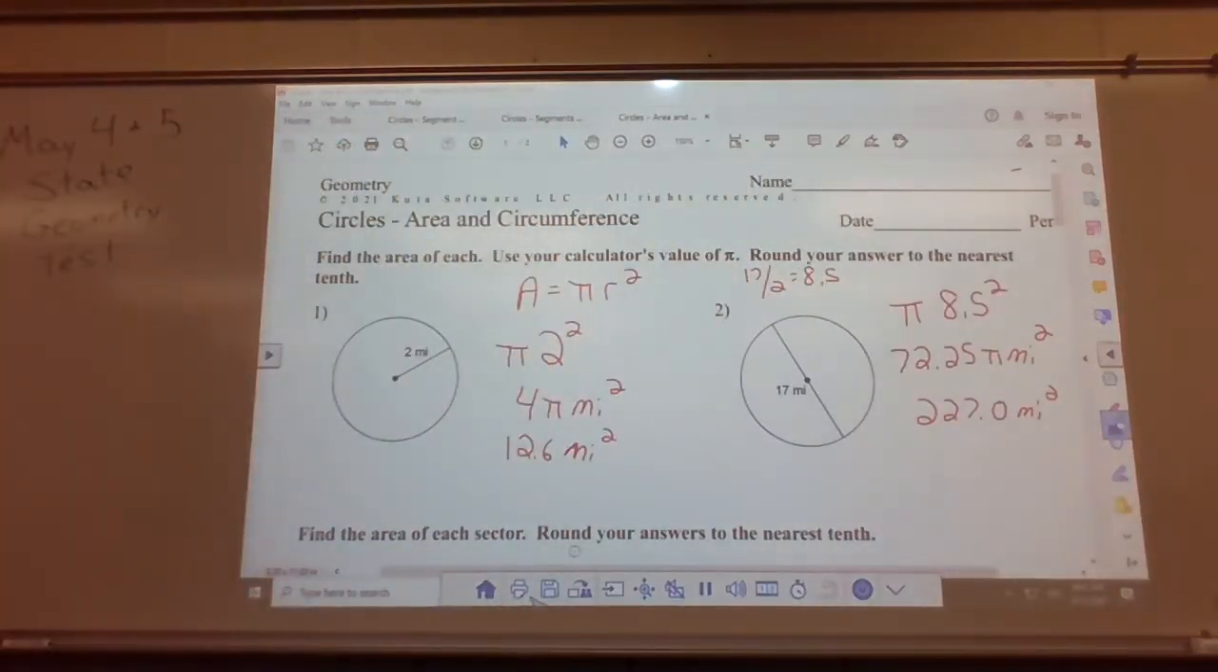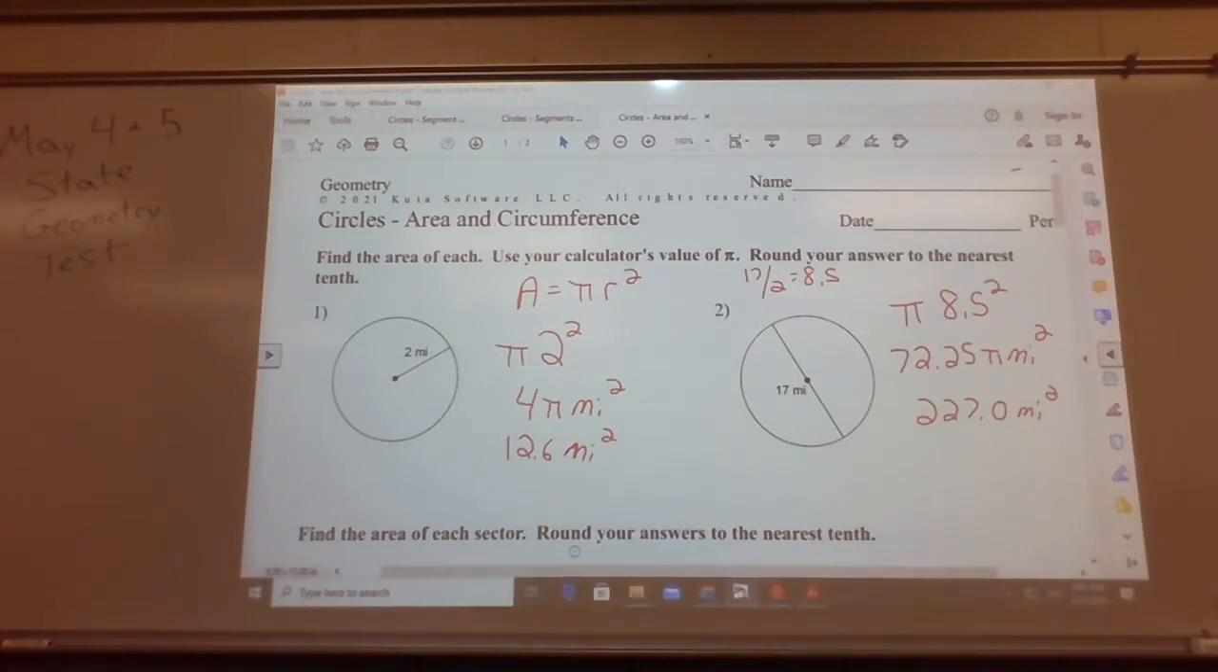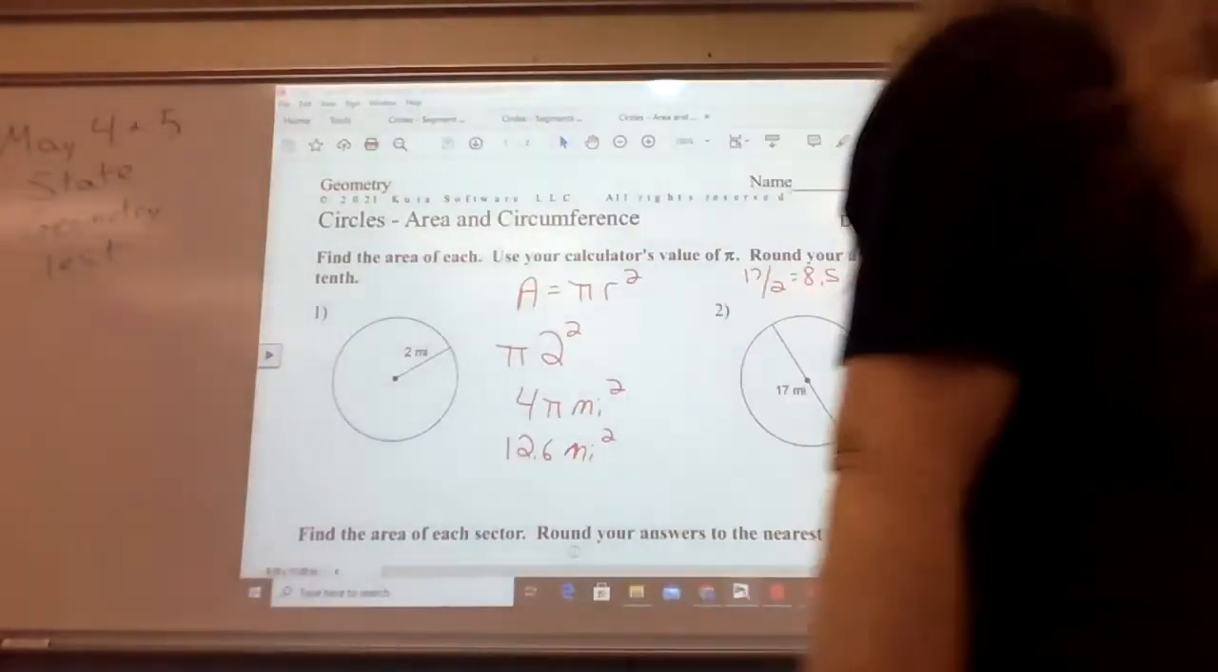So like I said, on the state test, they might give it to you in either form of the answer. If it's a multiple choice type question, they might leave it in terms of pi. They might multiply it out. So I just want to make sure you can recognize it in both forms. Area of a circle. Did it kind of refresh your memories? Okay? All right. Moving on.